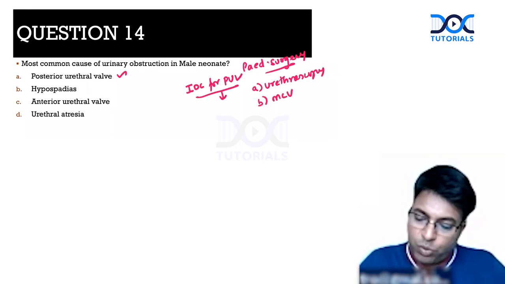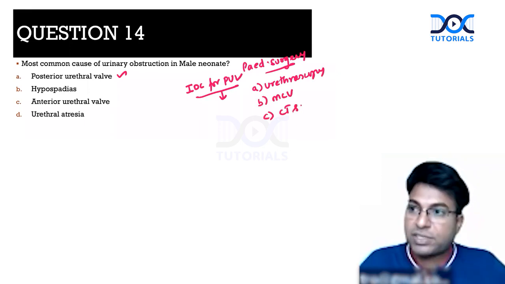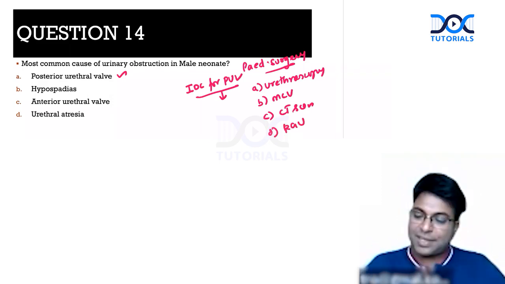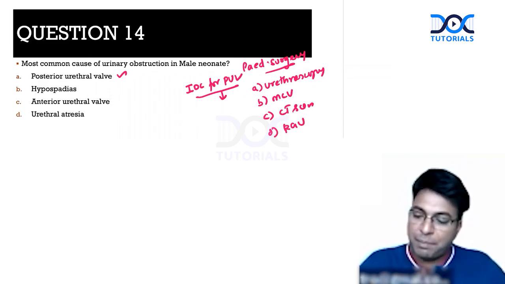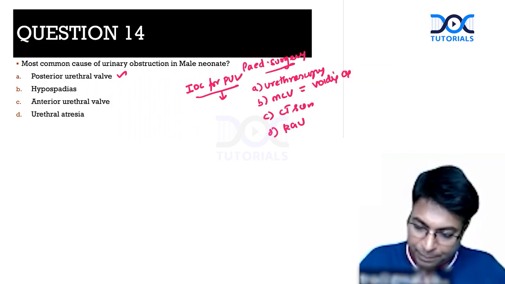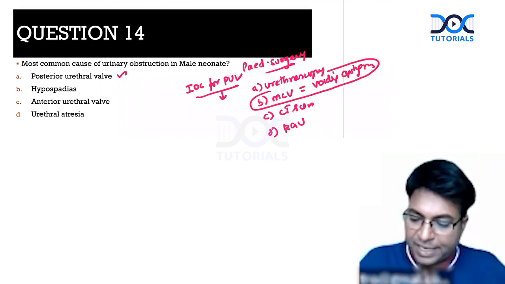B, MCU. C, CT scan, which is correct. Yes, I will give you another choice. Retrograde ureterogram also, which is the correct answer here. So please remember, micturating cystogram, also known as voiding cystogram, is the correct answer.